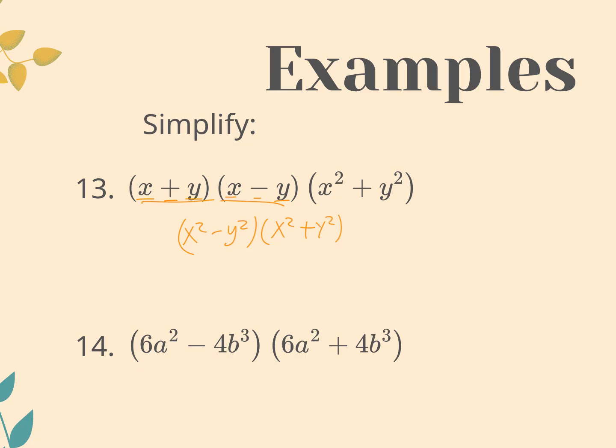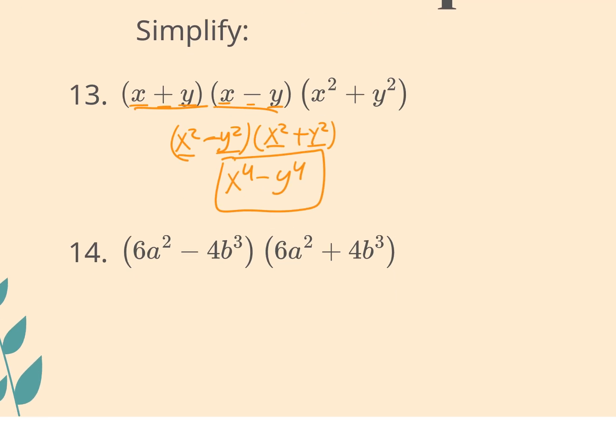And then notice that we have the exact same thing, right? X squared and x squared, y squared and y squared, 1 minus 1 plus. This is going to be another product of a sum and a difference. So it's going to get you x to the 4th minus y to the 4th.